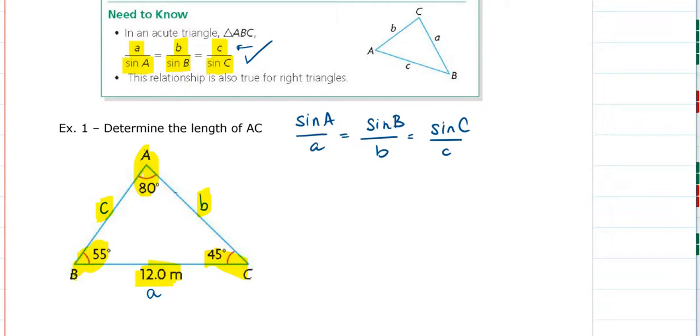acute triangles. Now, you might wonder, why are there two equal signs? These are all just equivalent ratios. When you're solving a triangle, you only ever use two ratios at any given time.